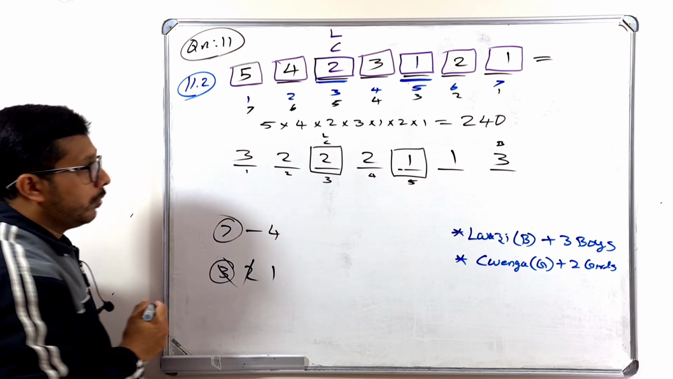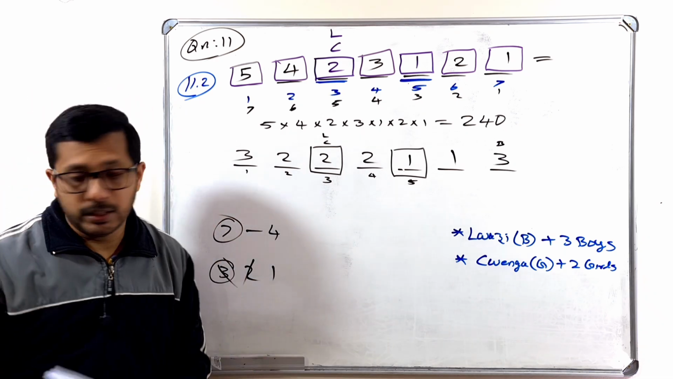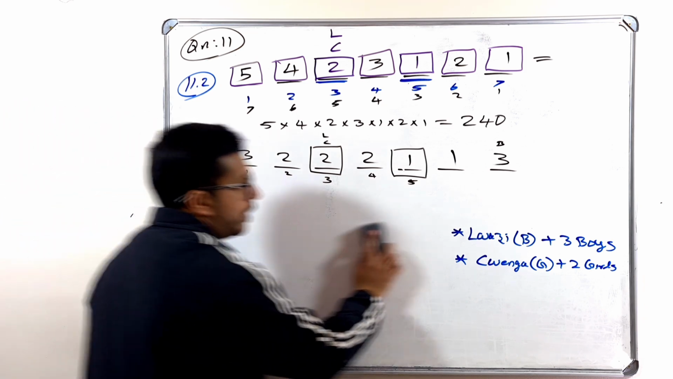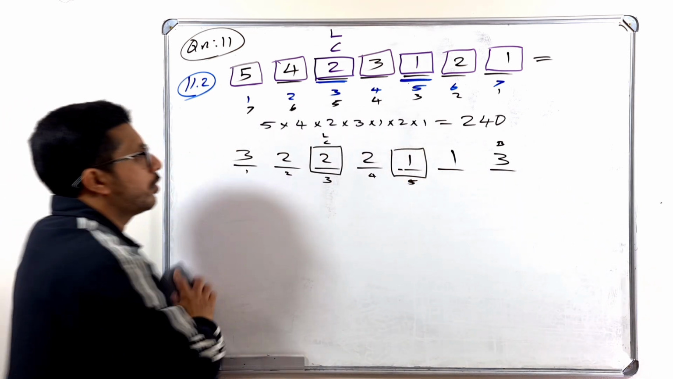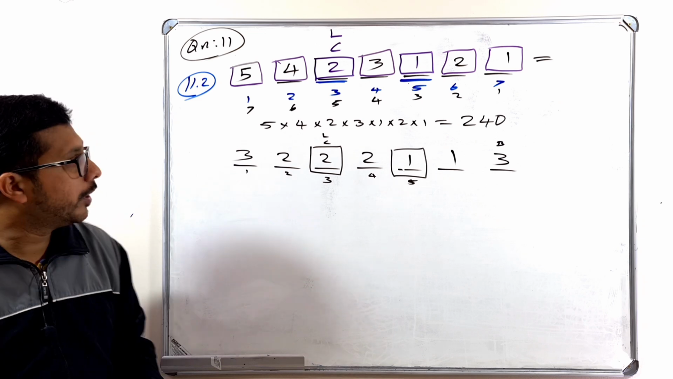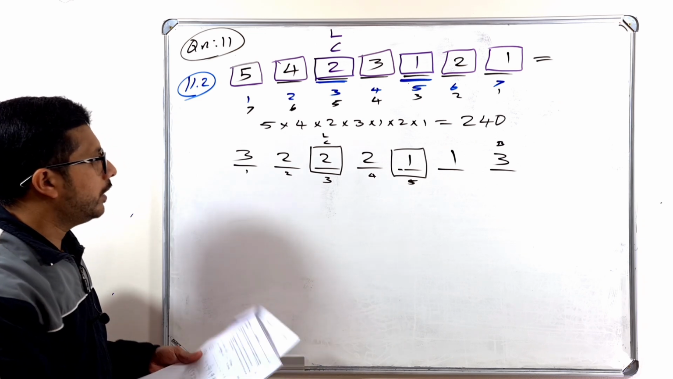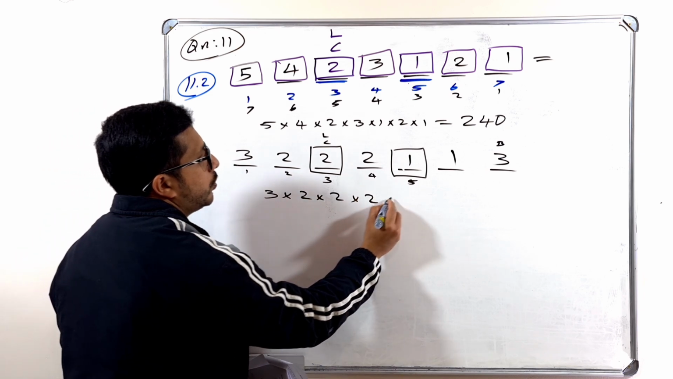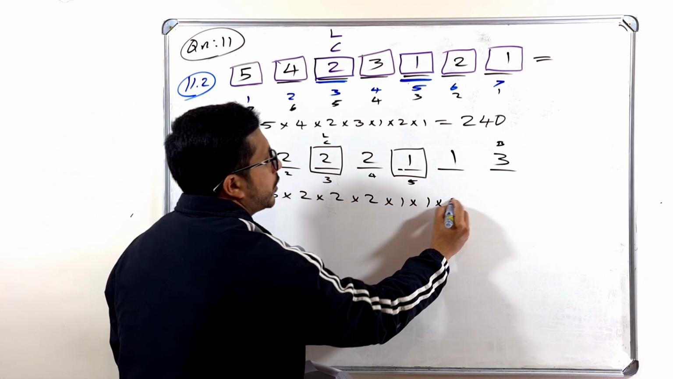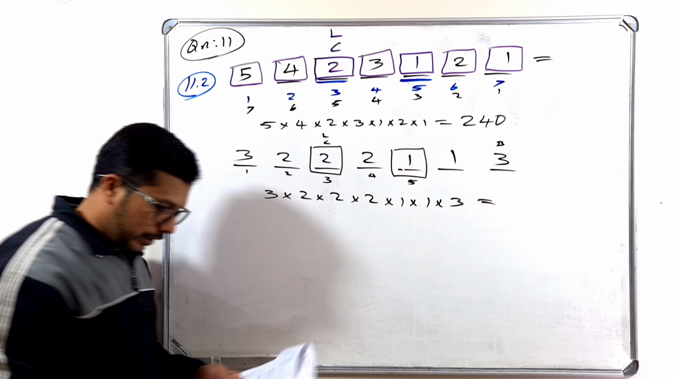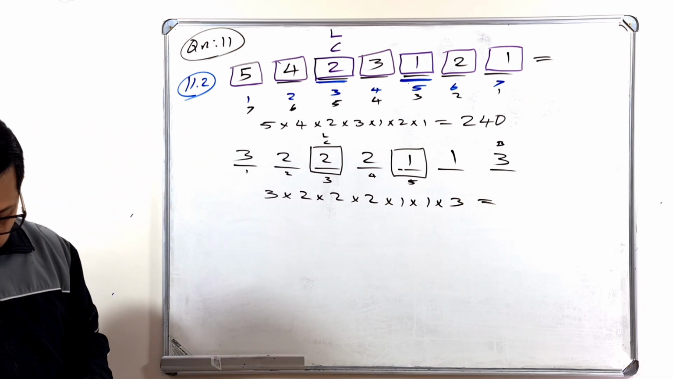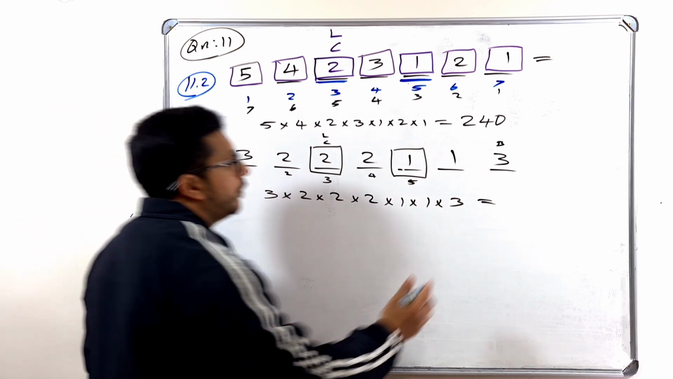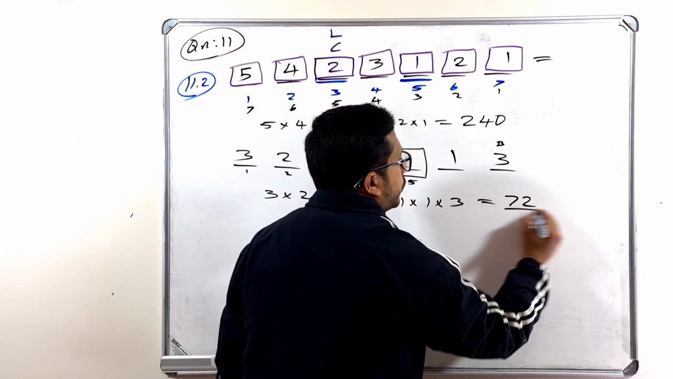So now by this condition, what is the total possibility? You have to multiply all of those. That means 3 times 2 times 2 times 2 times 1 times 1 times 3. Check in your calculator. What is the answer? 72. In your calculator you will get 72.